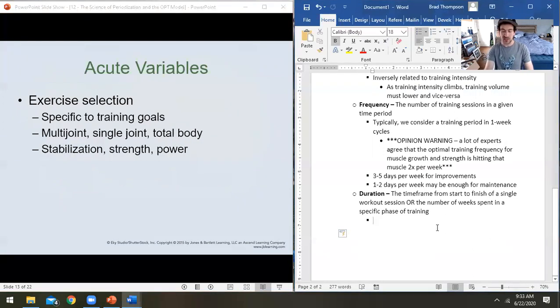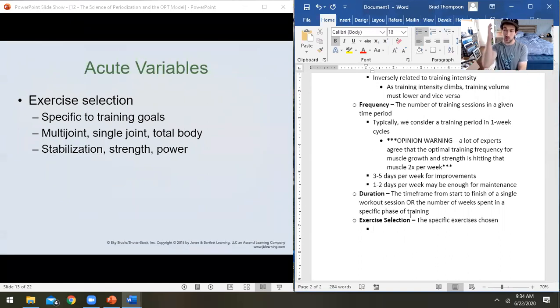Then we have exercise selection, which is going to be the specific exercises chosen. This is going to correspond with either stabilization exercises, strength exercises, or power exercises. Now, this right here is going to be listed in your book. You may have heard me say we don't do single joint power exercises, and that's true.